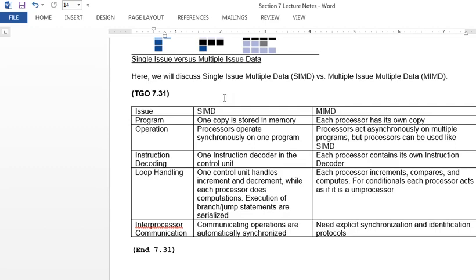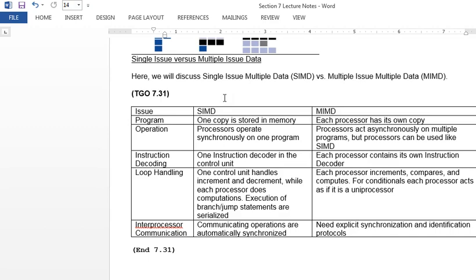And interprocessor communication. So the other things we have to talk about before, we're talking about what does the program actually do? In SIMD I have one program copy, one operation, all the processors are working on one. In MIMD, I can do simultaneous multi-threading, or I can do coarse or fine-grained multi-threading. Instruction decoding. One instruction decoder in a control unit in SIMD, that one has multiple. Loop handling. We have some processor does some part of the loop, another processor does another part of the loop in SIMD. In MIMD, each processor increments, compares, and computes.